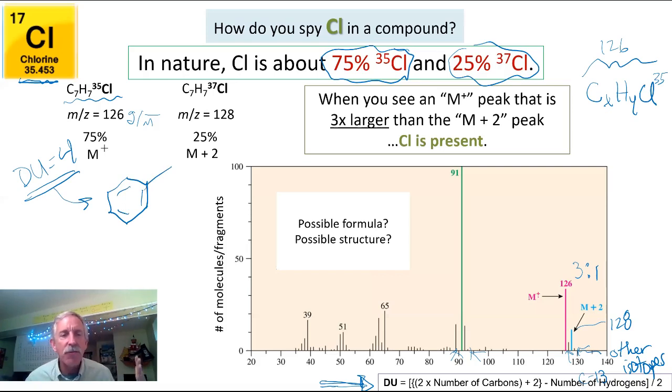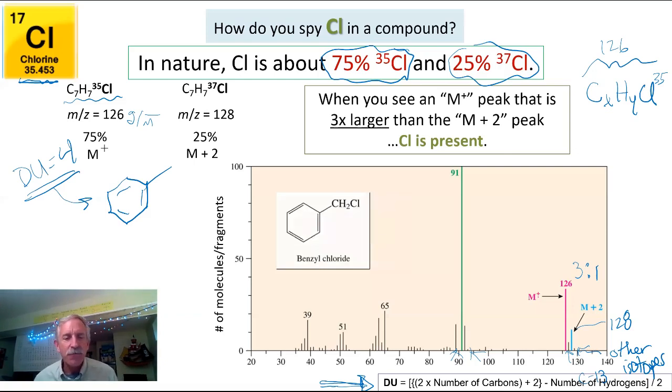This molecule probably has a benzene attached to it somewhere, because benzene has a DU of 4, 3 double bonds in a ring, 4 DUs. So this is the structure that belongs to this molecule. Did any of you come up with this final structure as a possible structure? You could have come up with something else, as long as it had the correct mass and the correct pieces and the correct DU.